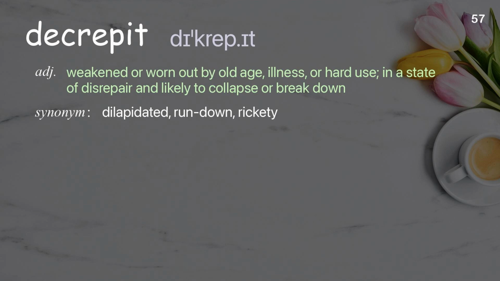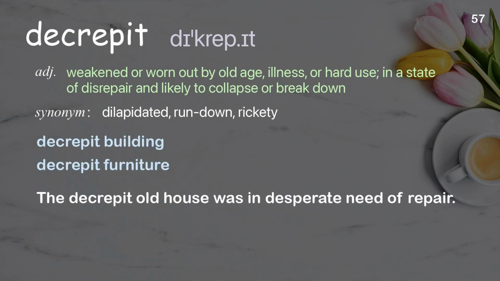Decrepit. Weakened or worn out by old age, illness, or hard use, in a state of disrepair and likely to collapse or break down. Examples: Decrepit building. Decrepit furniture. The decrepit old house was in desperate need of repair.